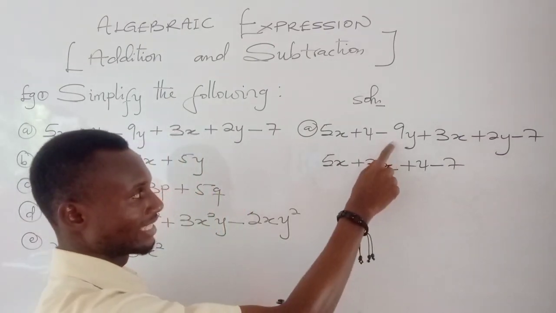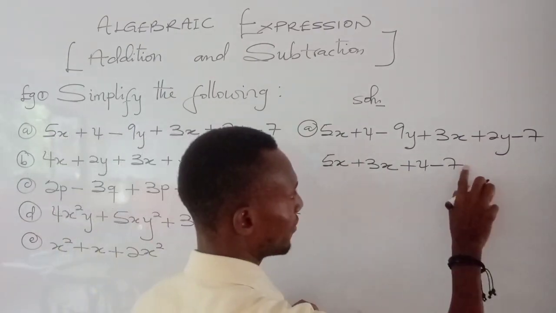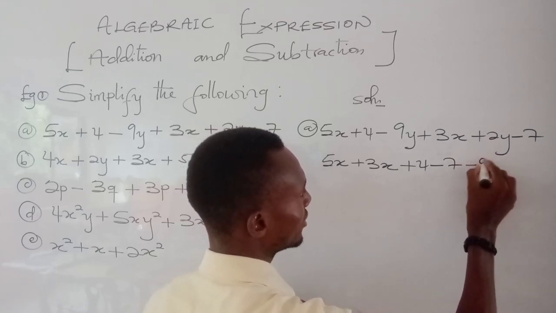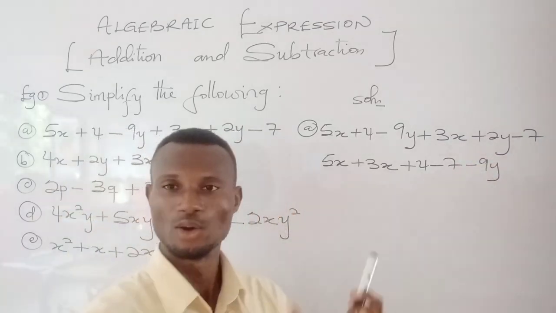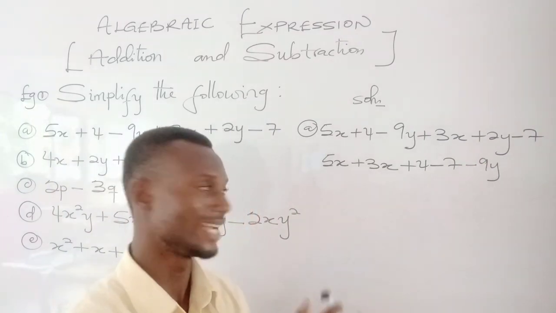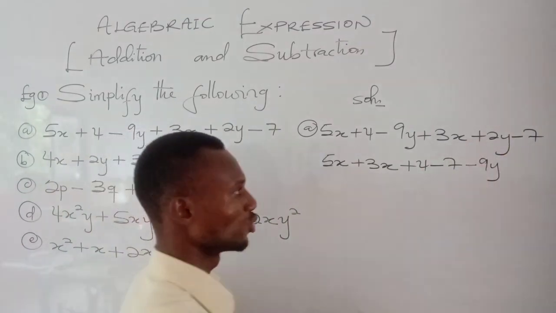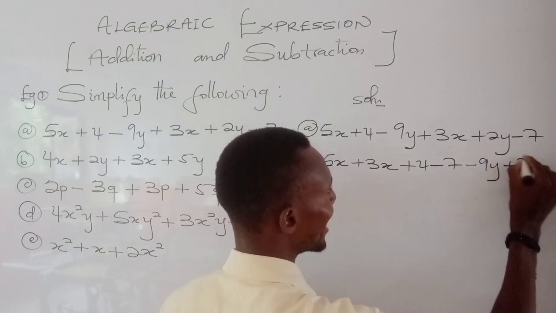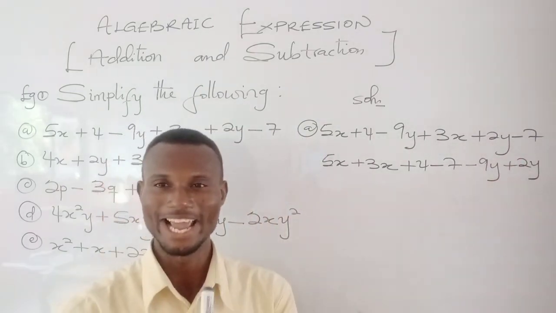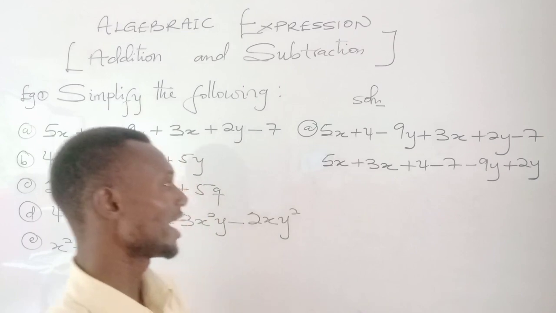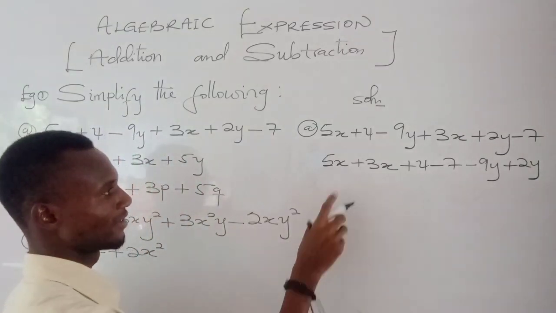Okay, then I move on to the y. So starting with this minus 9y, I'll write my minus 9y. Then I'll look for the one which also has y in it and join to it, which is the positive 2y. So plus 2y. I hope you understand and you agree with me up to this point. From here, we just need to simplify further.